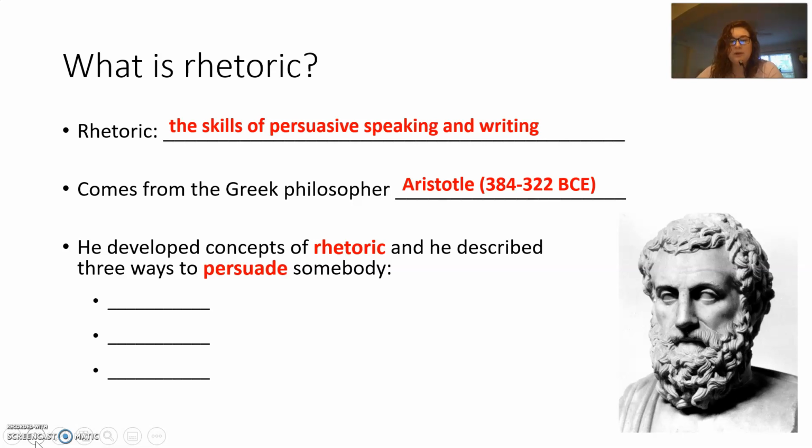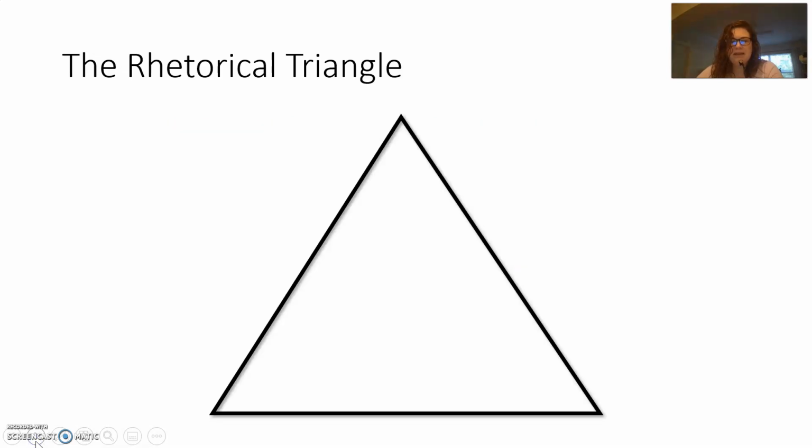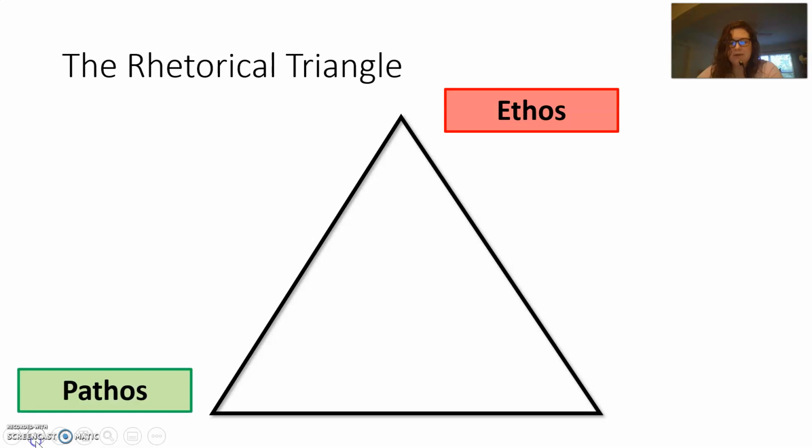He described three ways to persuade somebody, and those ways are ethos, pathos, and logos. He formed the concept of ethos, pathos, and logos into a triangle with ethos at the top, pathos on one side, and logos on the other side. We're going to be talking a lot about this concept of the rhetorical triangle as we go through our unit for the next couple of weeks.